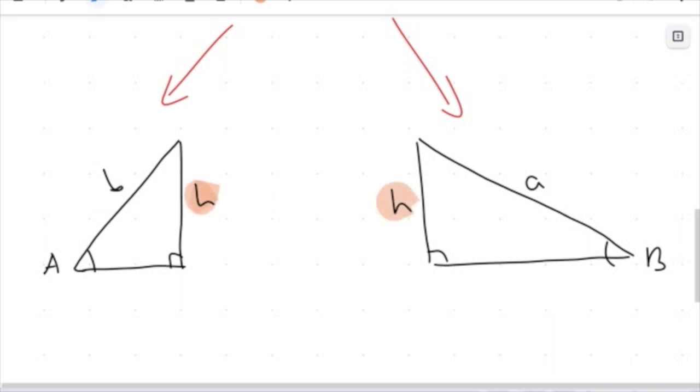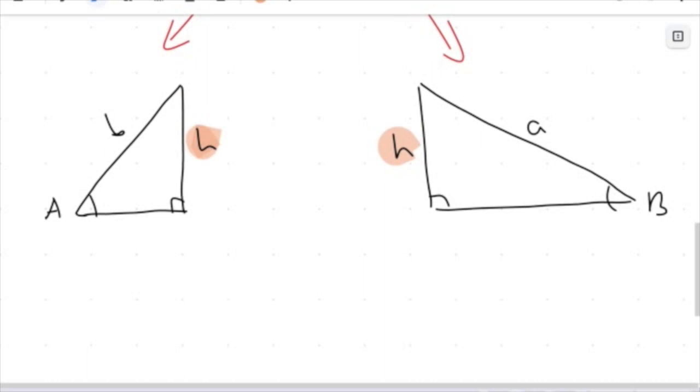Notice that h is the only thing that these two triangles have in common. So let's work around this h. Let's try to make sense of what this h actually looks like, how we can make an expression for it.